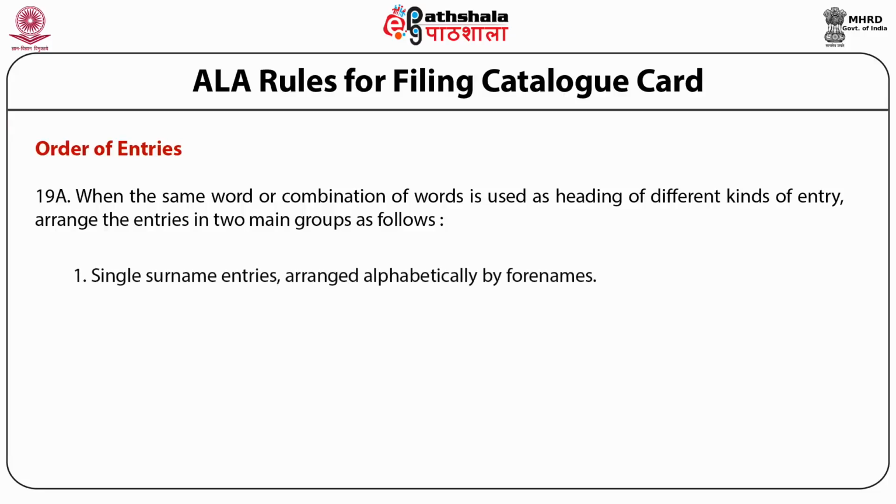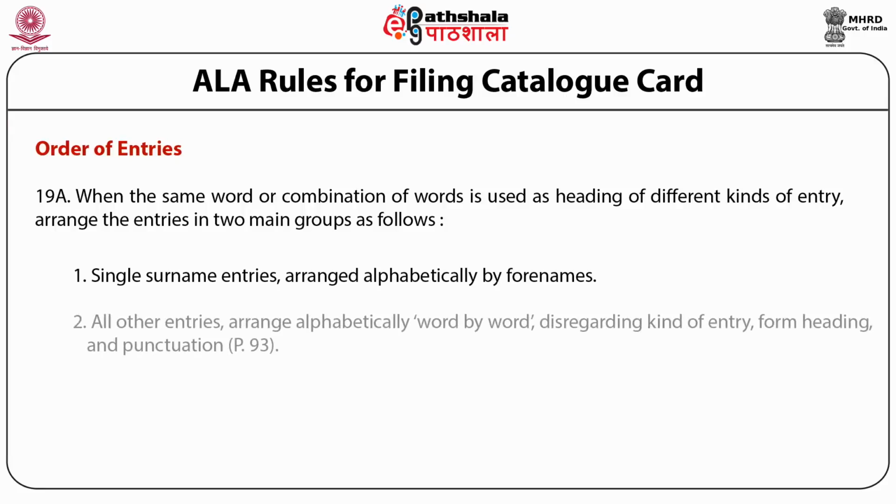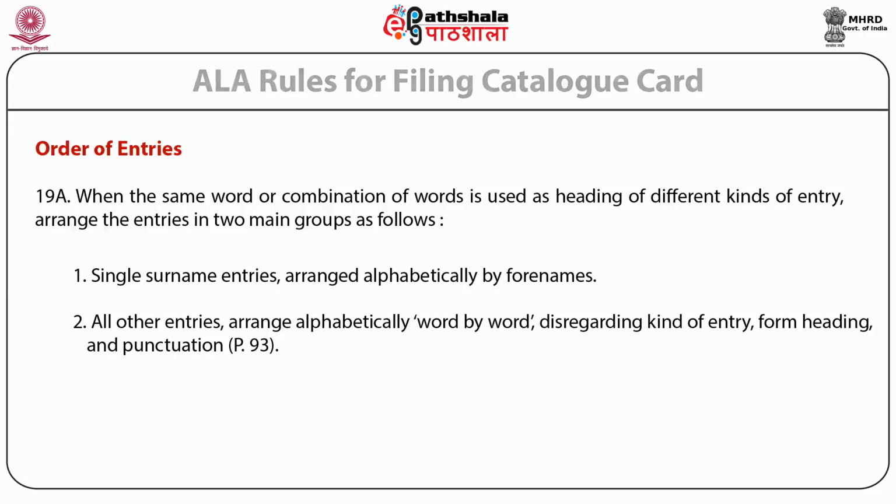First, single surname entries arranged alphabetically by forenames. Second, all other entries arranged alphabetically word by word, disregarding kind of entry, form of heading and punctuation. This rule is given on page 93.